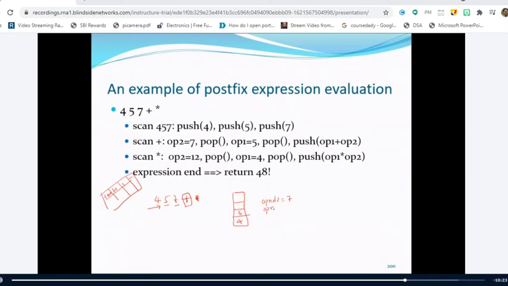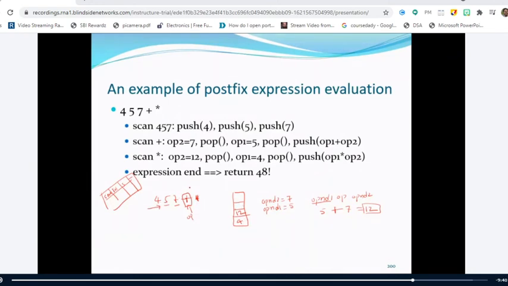Again you perform the pop operation and place it in operand 1. Therefore 5 is placed here. Now you have to perform the operation operand 1 OP operand 2. What is operand 1 here? It is 5. What is the operator? Plus, sir. What is operand 2? 7. What is 5 plus 7? 12, sir. So after calculating the result, you push that result onto the stack. Now go back to scanning the expression.